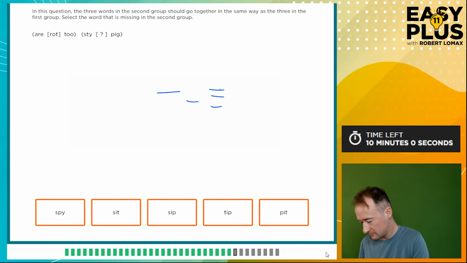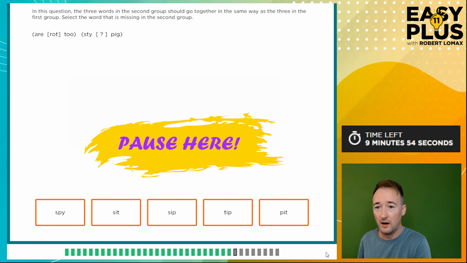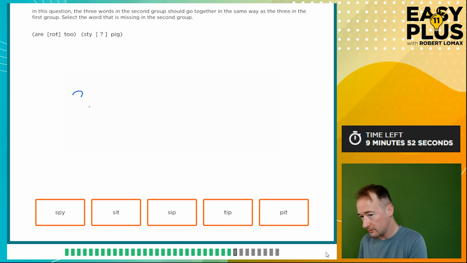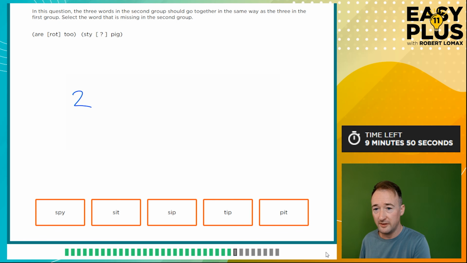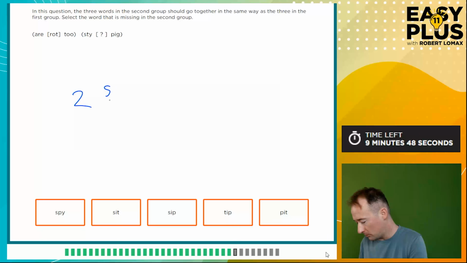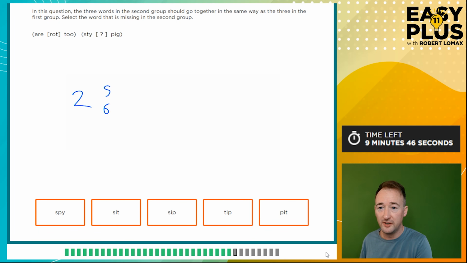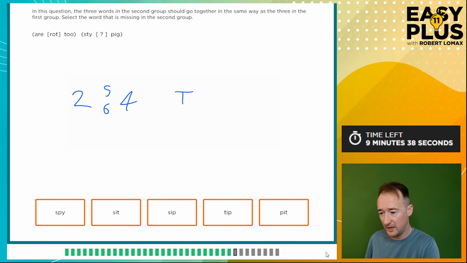Onwards. R is in place 2. O is in place 5 or place 6. And T is in place 4. Looking at the second lot of words, place 2 is T, place 5 is I, and place 6 is G, and place 4 is P. So we're looking for tip or tgb. I think we can tell which word it's likely to be. We're looking for the word tip.